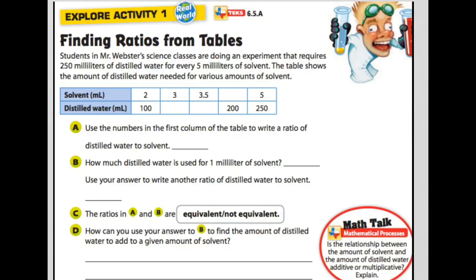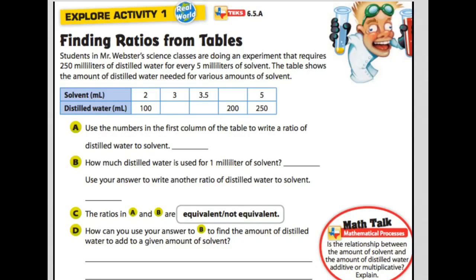Finding ratios from tables. Students in Miss Webster's science classes are doing an experiment that requires 250 milliliters of distilled water for every 5 milliliters of solvent. The table shows the amount of distilled water needed for various amounts of solvent.